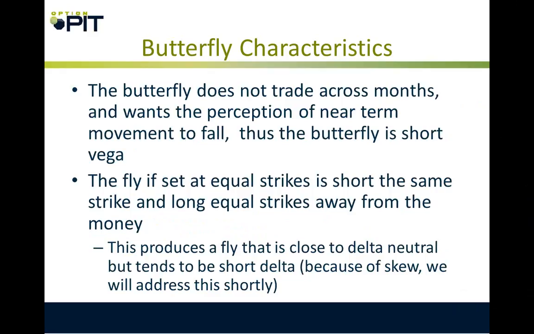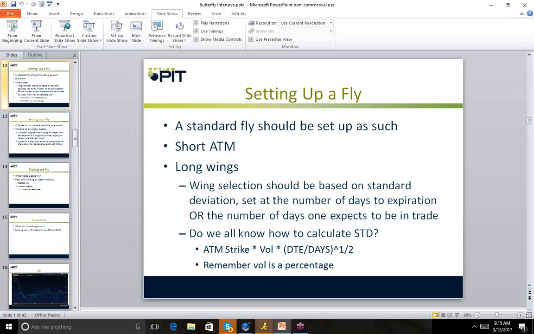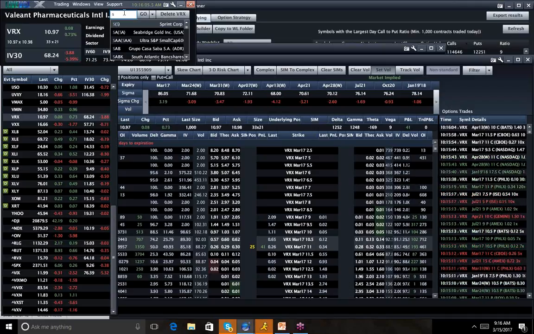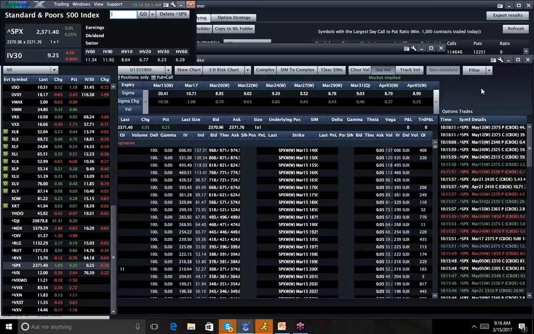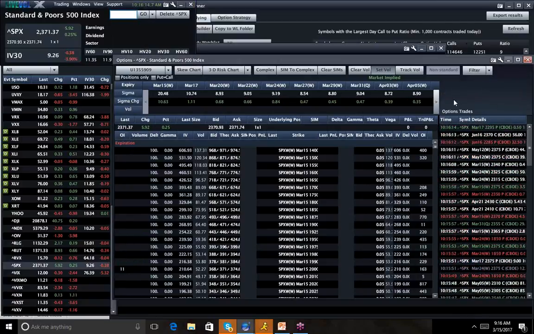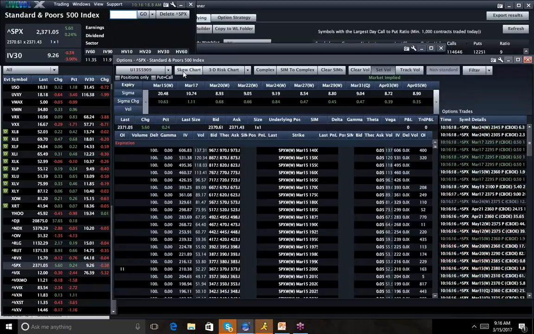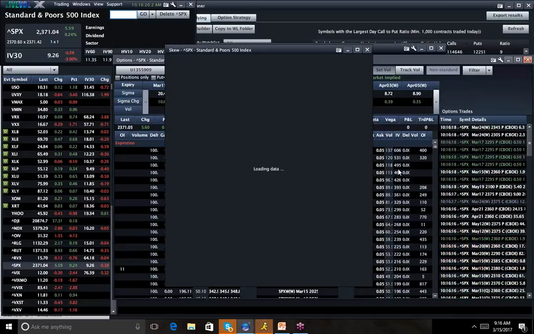All right. The fly set at equal strikes is short the same strike and long equal strikes away from the money. This produces a fly that is close to delta neutral, but tends to be short delta, and that is because of skew. All right, and I'll address this more soon. But if I pull up a skew chart here.